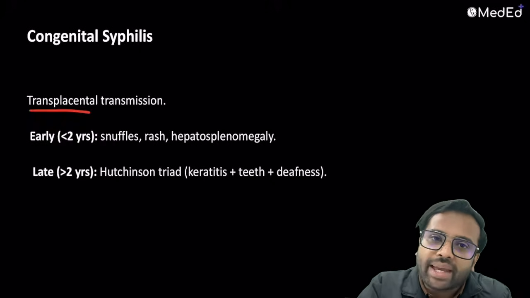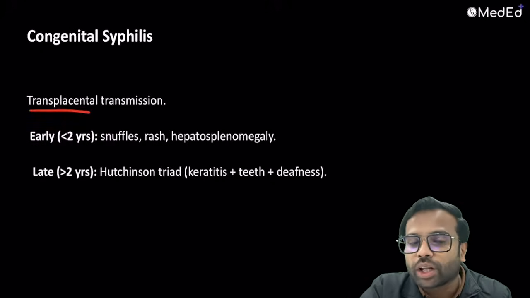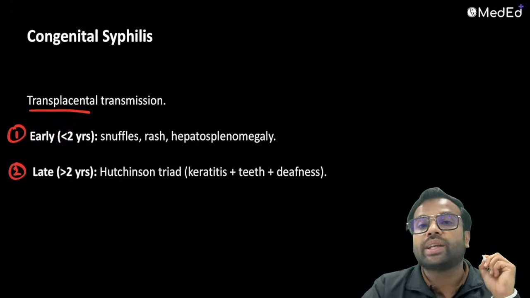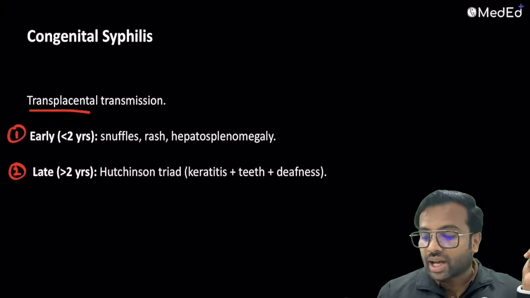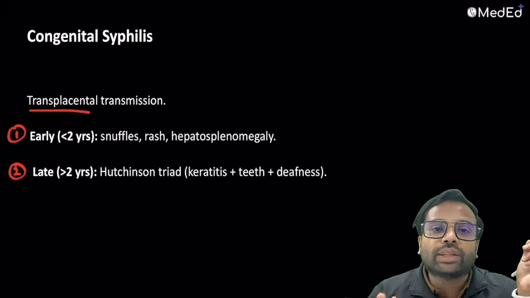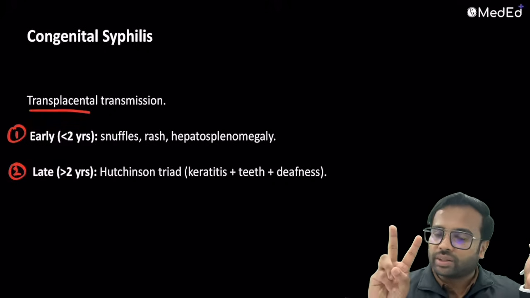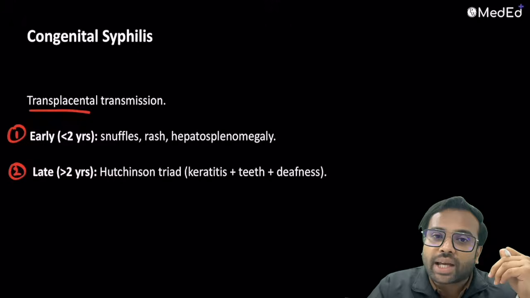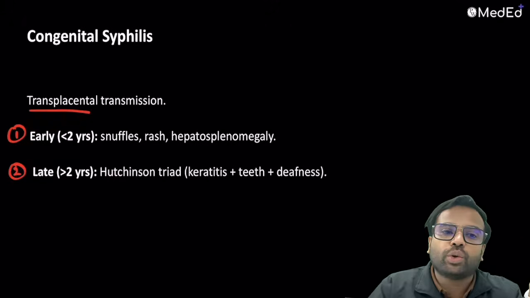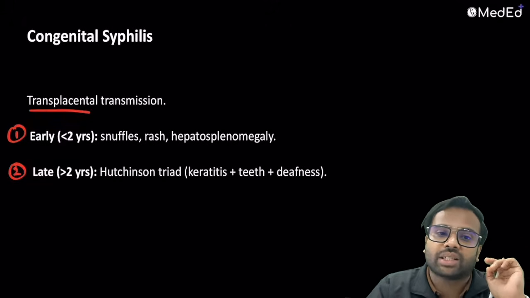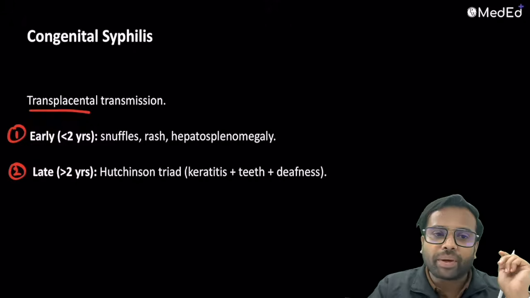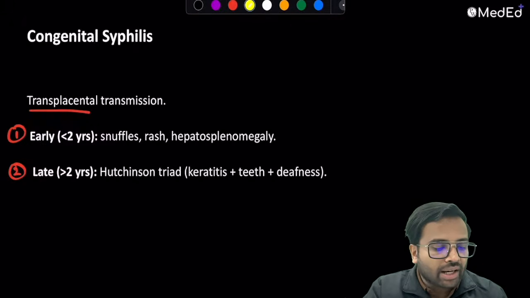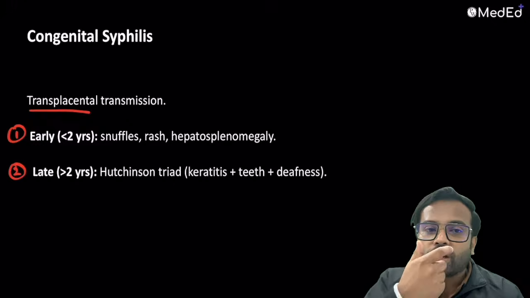यहाँ पे we again have two classifications. What are the two types of classification? One is early and the other one is late. Whenever a child will present to you within 2 years of age, then we call it an early congenital syphilis. Whereas if a child presents to you after 2 years, we call it a late congenital syphilis. So यहाँ पे you all should be knowing that the presentation of an early congenital syphilis is called snuffles.